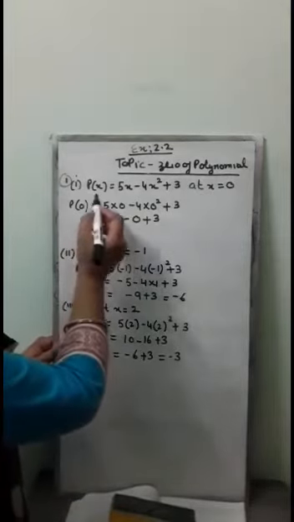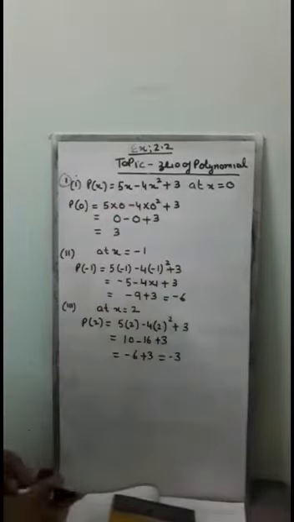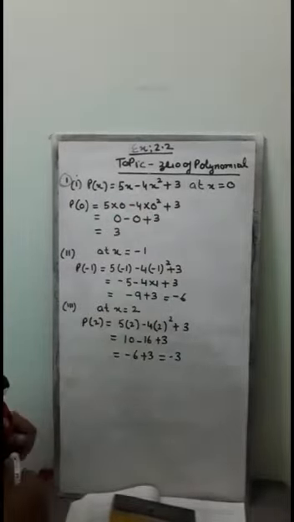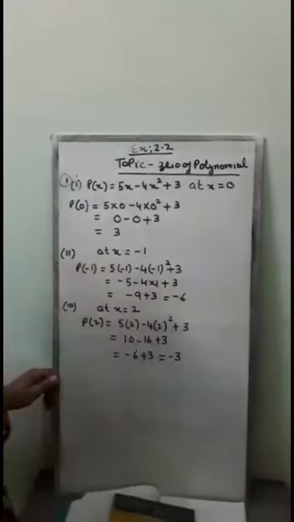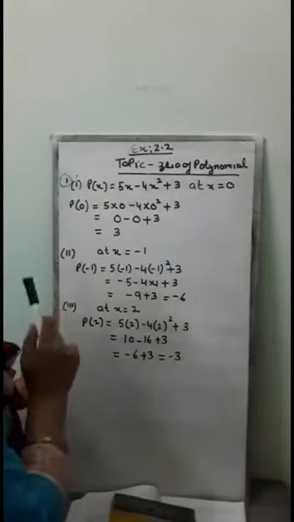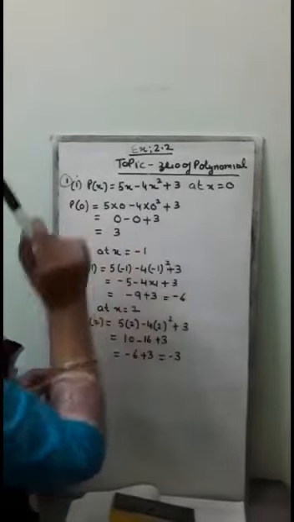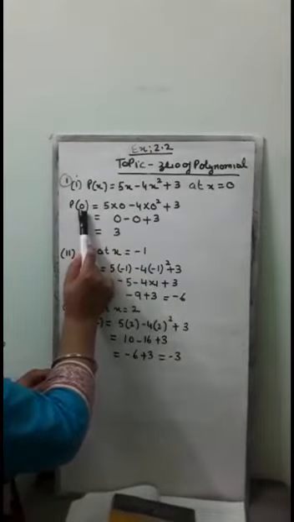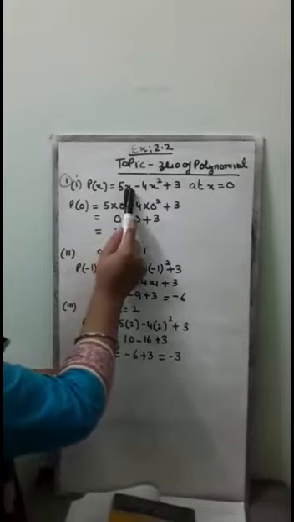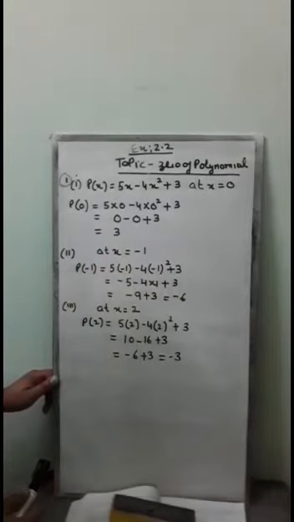Like in your first sum, he has given you p(x) is equal to 5x minus 4x square plus 3, and he is asking to find the value of p(x) at x is equal to 0 in the first part. What we will do, we will put x is equal to 0 in p(x). When you put x is equal to 0 here, it will become p(0). Here 5 into 0 minus 4 into 0 square plus 3.